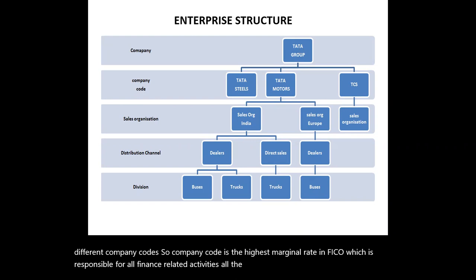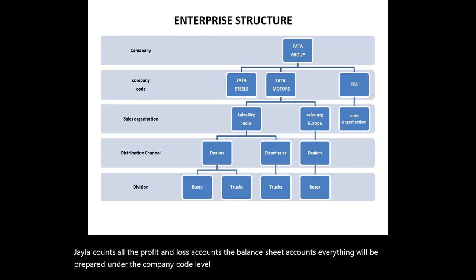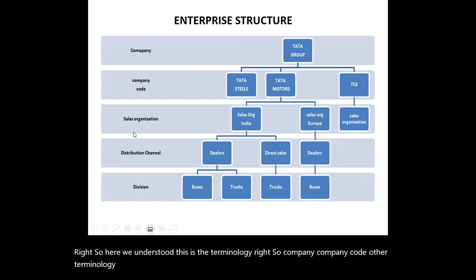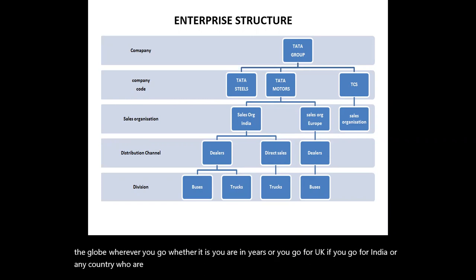All the GL accounts, all the profit and loss accounts, all the balance sheet accounts, everything will be prepared under the company code level only. Right? So here we understood this terminology. So company code, and the other terminology we're discussing further, are common anywhere across the globe, wherever you go, whether you are in the US, the UK, India, or any country that uses SAP. This terminology will not change.